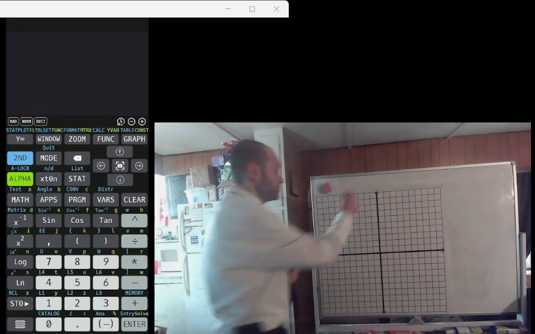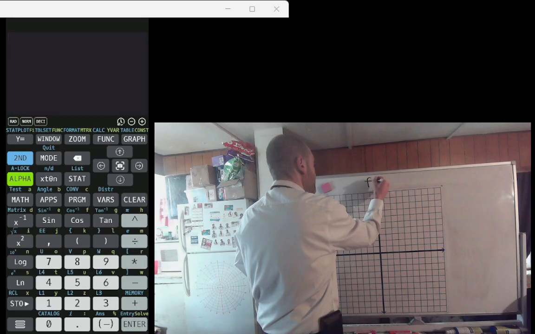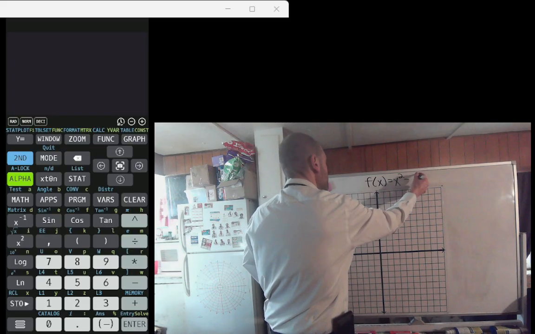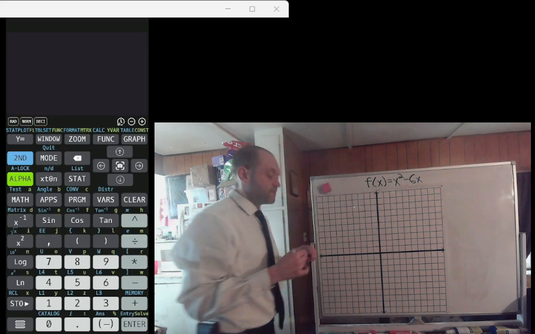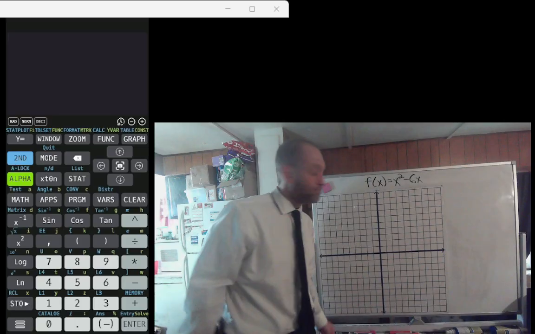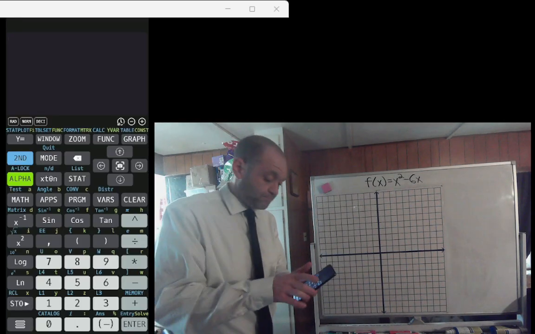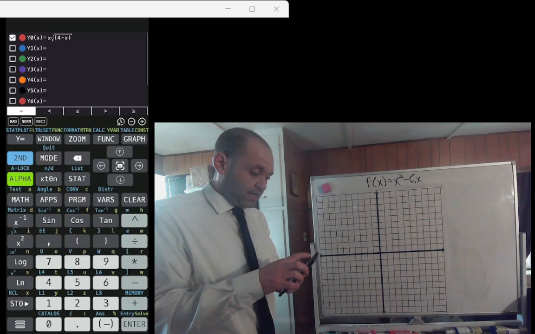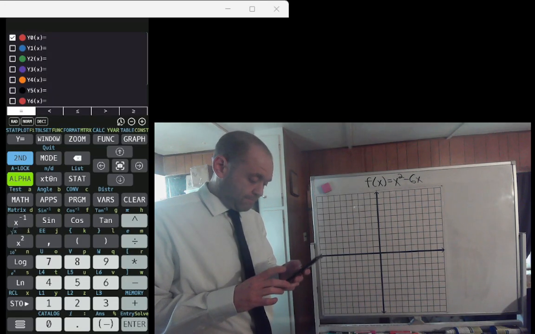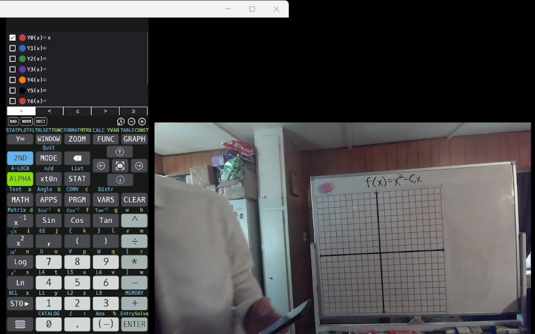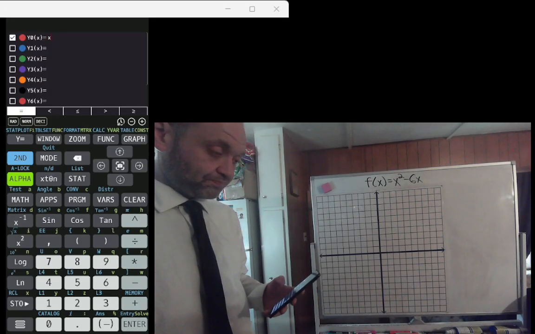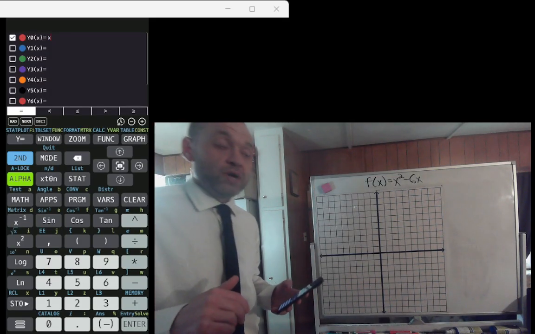So let's do the first function here. f of x equals x squared minus 6x. We are going to find any relative minimum or maximum values. I'll show you what that looks like here. My calculator is modeled after a TI-84. That's what you're seeing on the screen. And you can get it on your phone, actually.